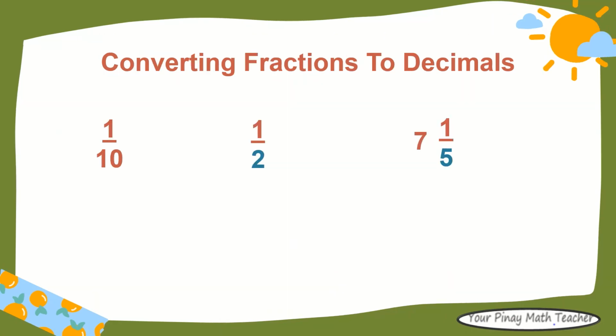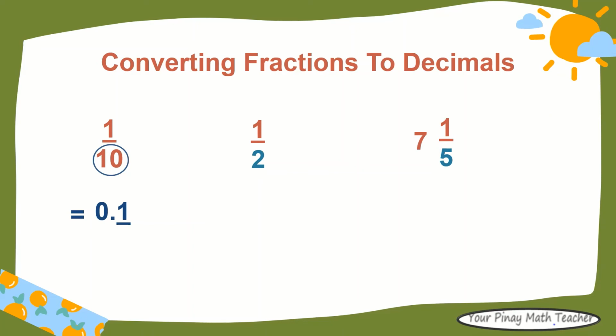You already know how to convert fractions in tenths to decimals. What if the fraction is not in tenths, like 1/2, 1/5? How will you change it to decimal? So let's review changing fractions in tenths to decimals. 1/10, 0.1. So what if it's 1/2?